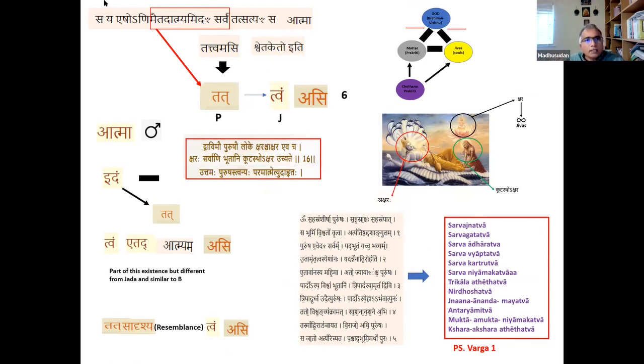So look at this: aitadatmyam idam sarvam tat satyam sa atma tat tvam asi. Aitadatmyam idam sarvam is this jagat or the prakriti. So that jagat becomes the tat there. Tvam is the jiva there, asi. So what he says is, you jivas who are there in the samsara, you're all part of this material existence at this point of time. You're all part of this aitadatmyam idam sarvam. That tat is there, and you are tvam asi. Why?